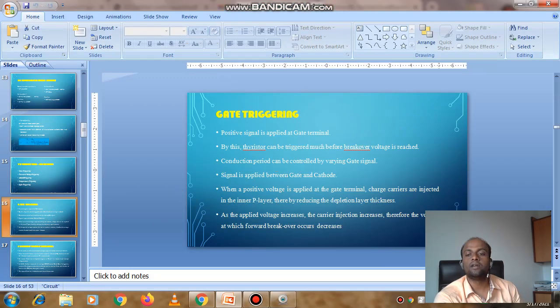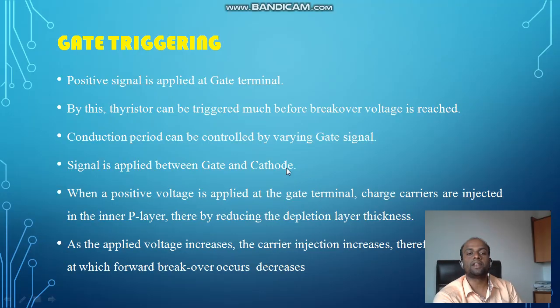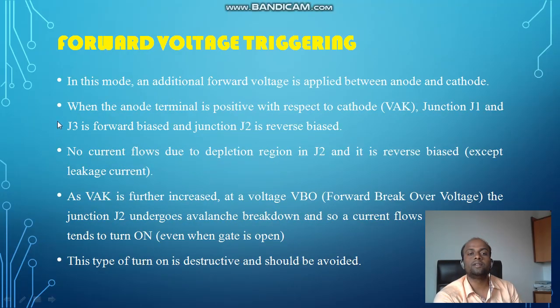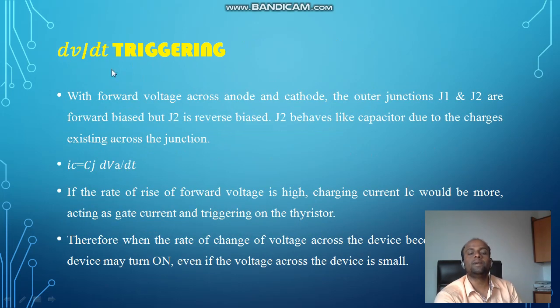Gate triggering we have seen. This is forward voltage triggering. Okay, this we have seen. Then dv by dt triggering. Now what is dv by dt triggering? dv by dt means rate of change of voltage.